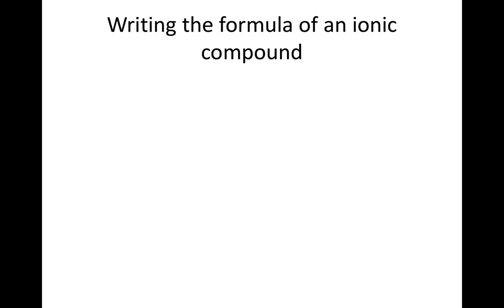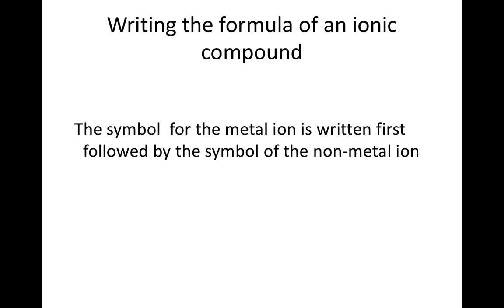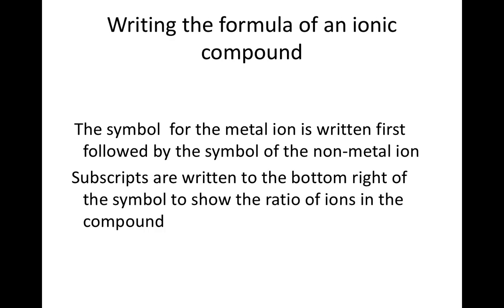Okay, writing the formula for an ionic compound. A formula shows the type of elements in a compound and the number of atoms of each. The symbol for the metal ion is written first, followed by the symbol of the non-metal ion. Subscripts are written to the bottom right of the symbol to show the ratio of ions in the compound.